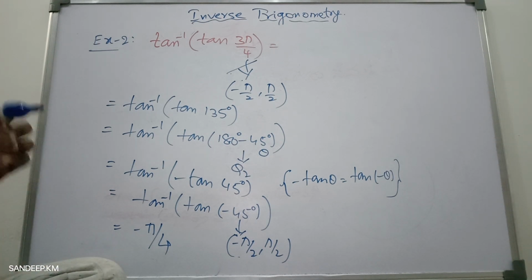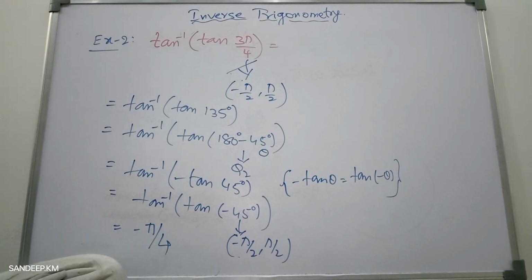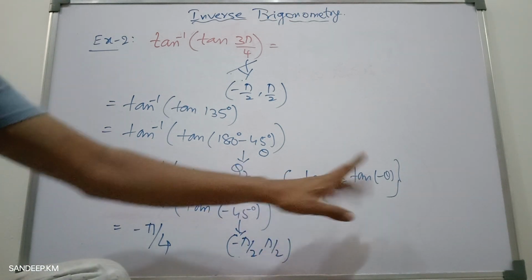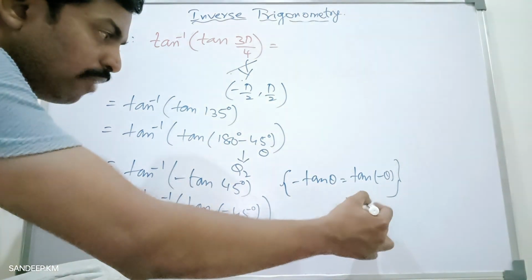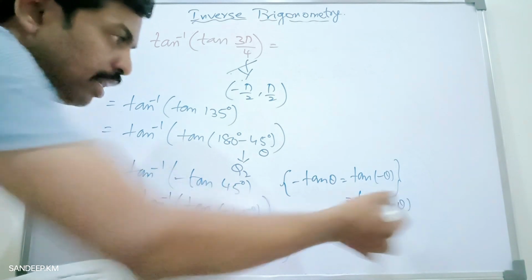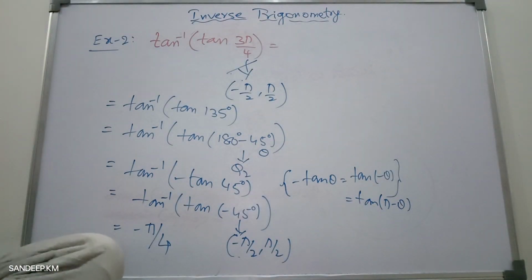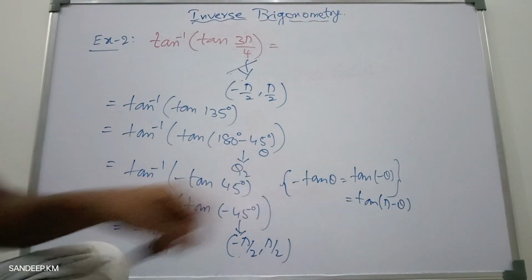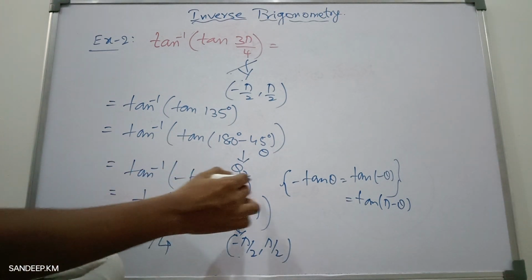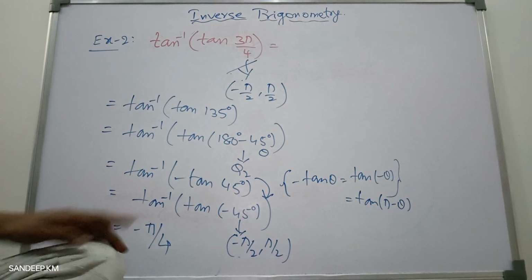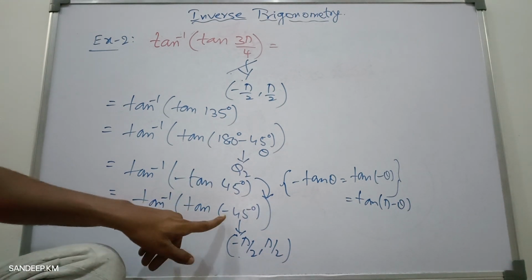Here I want to give you one clarity. What does it mean? Some students might say, sir, minus tan theta is equal to tan of minus theta. It is okay. Why didn't you take tan of pi minus theta? Some of them might think minus tan theta is also equal to tan of pi minus theta. Then why did you not write, in this decision making step, tan of pi minus 45?